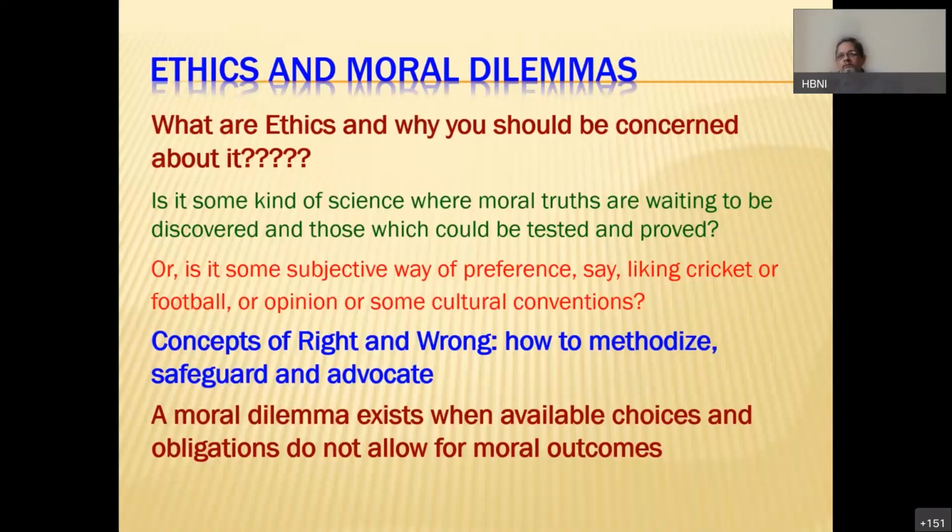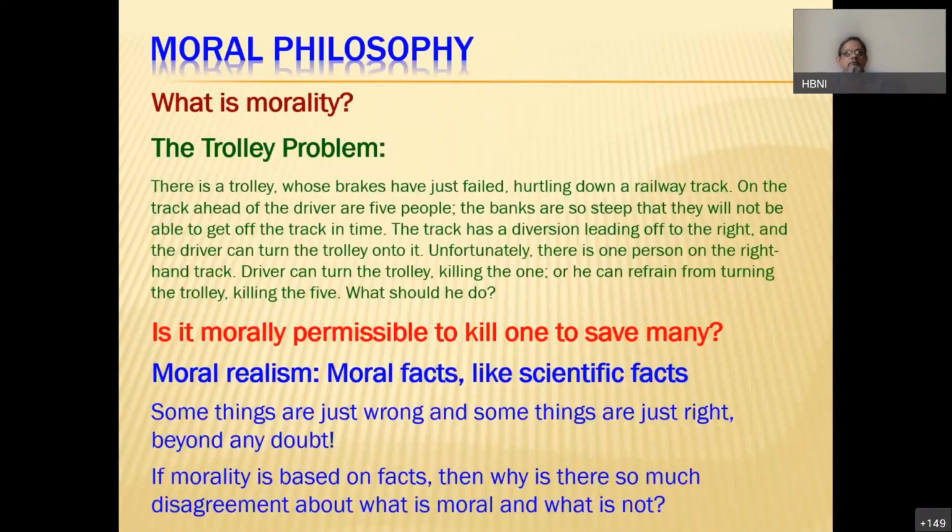So a moral dilemma, when does it exist? It exists when the available choices to you and the obligations, so there are two different things, available choices and obligations, do not allow for a moral outcome of that particular problem. Okay. Let's see. So how do you define this kind of problem? So I give you a very famous philosophical problem in morality and ethics. This is called the famous trolley problem.